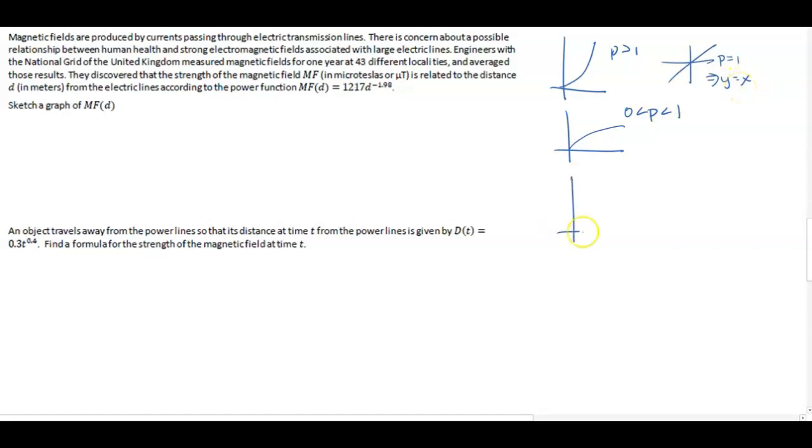And then the last one of these main power function shapes is the negative powers. It'll give you this sort of reciprocal shape. So it's kind of like the x squared type shape, the root shape, and the reciprocal shape.